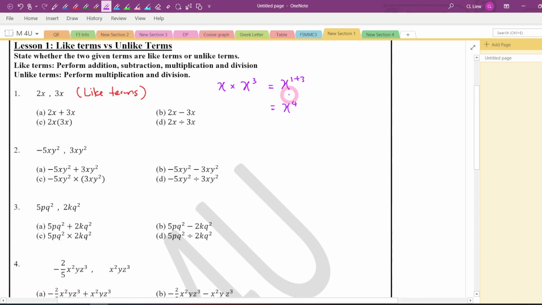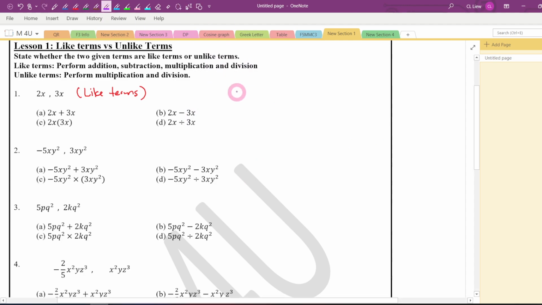You can think this way. If you don't understand this, let me explain it this way. Now this x is equal to x, right? And the multiplication sign, I just copy. This x cubed means x times x times x. Now, eventually, how many times of x? 4 times, right? How do we get 4? 1, 2, 3, 4. It's actually 1 plus 3, right? So when you have multiplication and the bases are the same, you can just find the sum of the powers. The power of the answer is the sum of the two powers here. Okay, let me give you one more example.